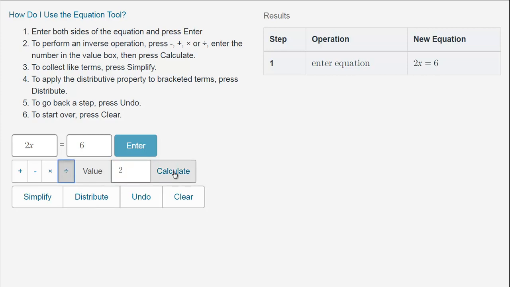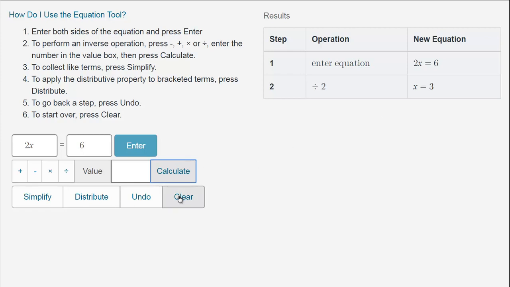Okay, so I do this and click on calculate. And so it divides both sides by 2 here. So when I divide 2x by 2, that gives me just x. When I divide 6 by 2, it gives me 3. So x equals 3 would be the solution. Remember, you can always check every equation by substituting the number back into the equation. If I put a 3 right there, 2 times 3 does give me 6, so that is the correct solution.